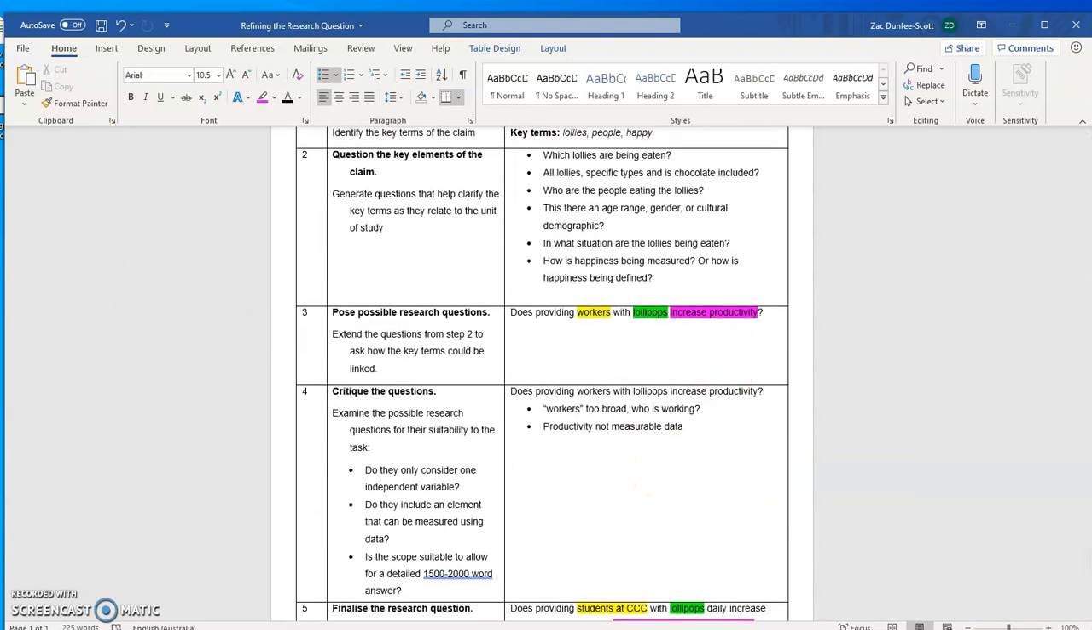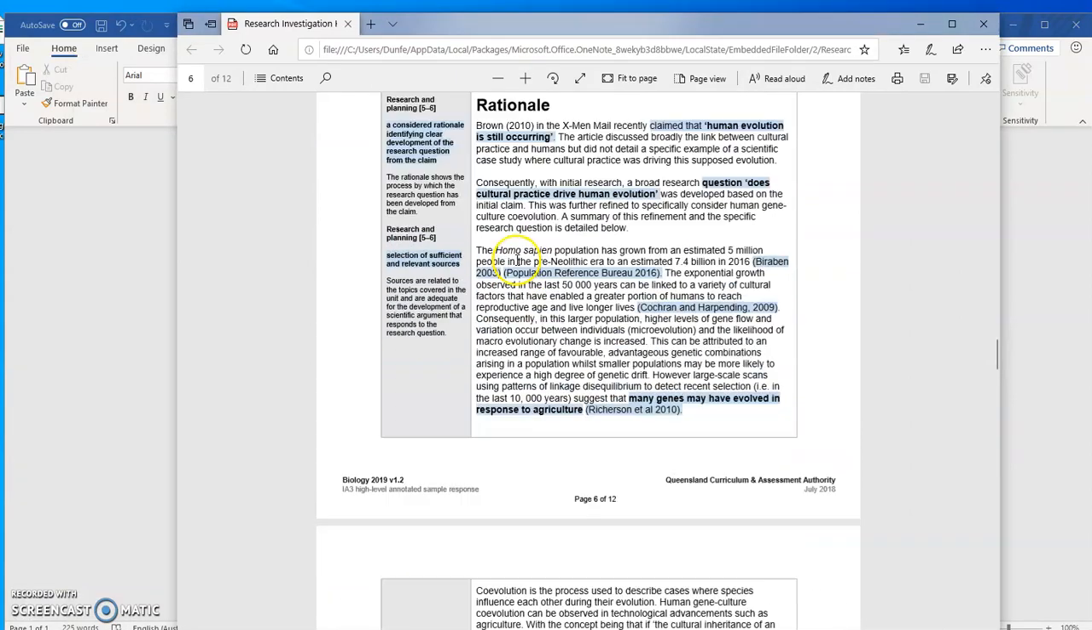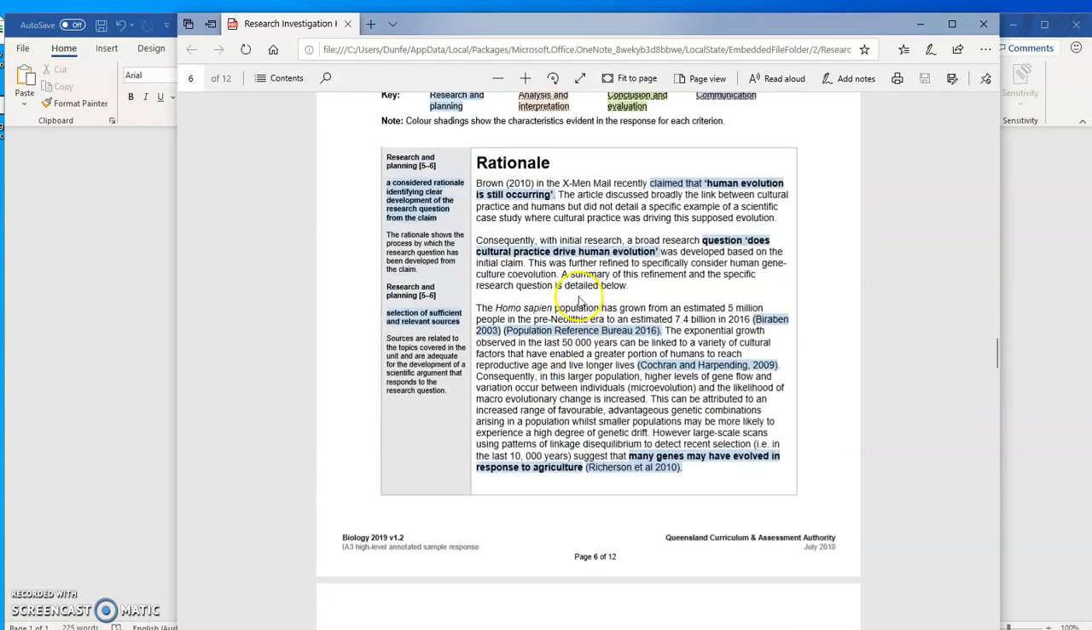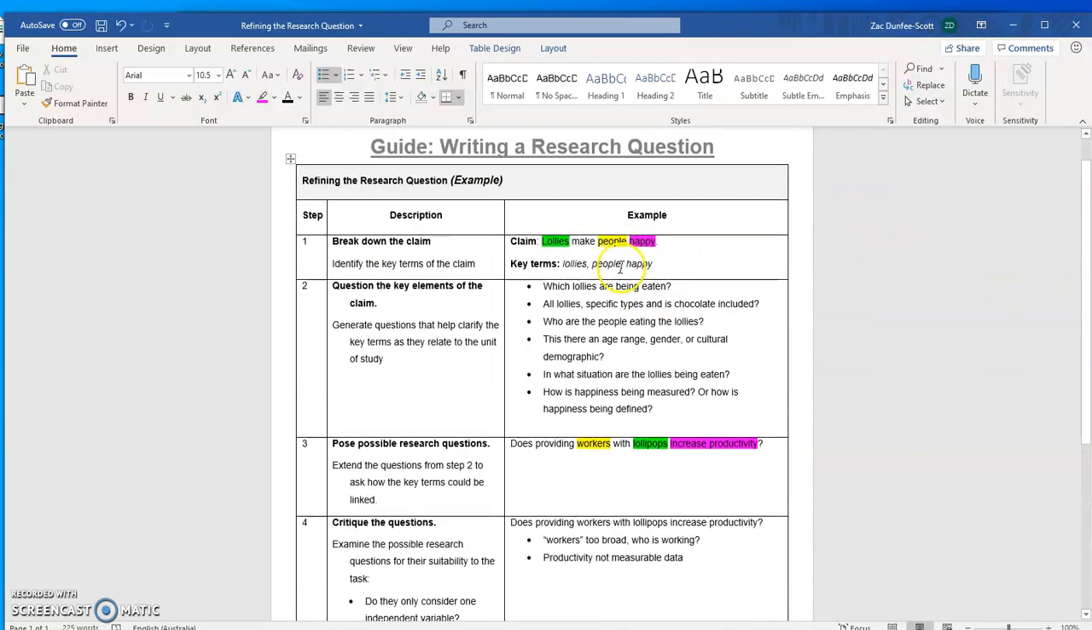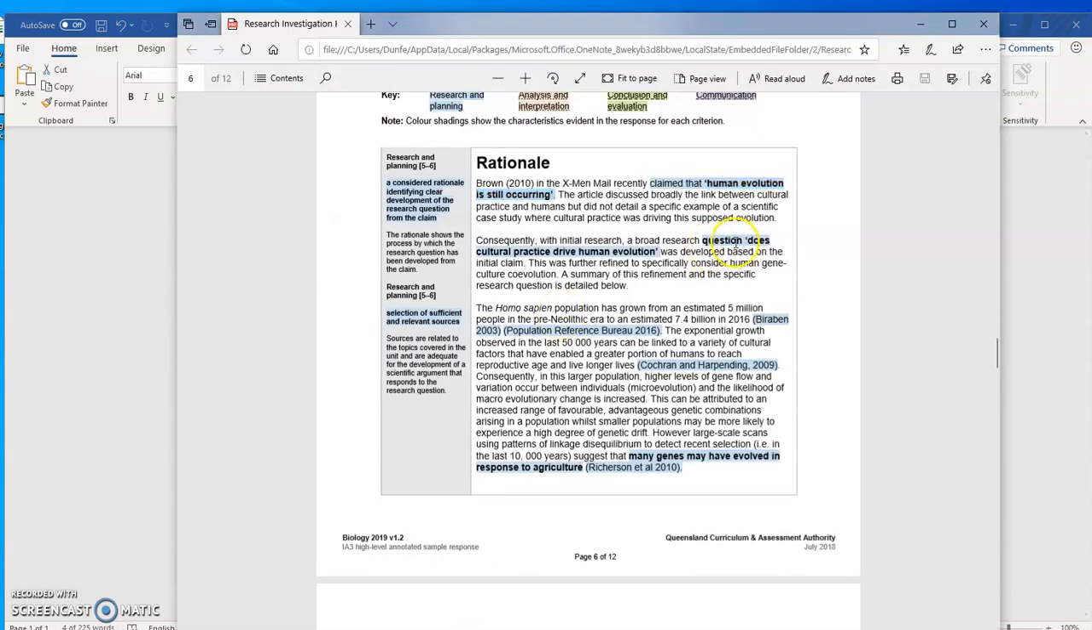Now, I did a video looking at the exemplar that I have on OneNote, but I highly, highly, highly recommend reading through this, properly reading through it and just seeing what is written. And you can see here, it's been bolded. This is the claim that they started with: human evolution is still occurring. In this situation here, that's the same as lollies make people happy. And then they've done a bit of initial research.